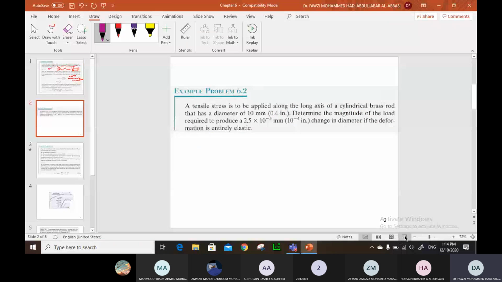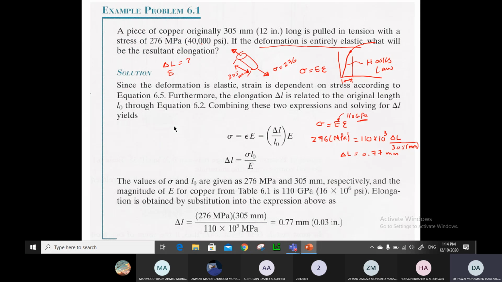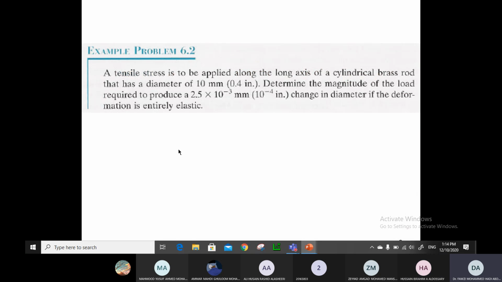We have another problem here. Let's read out the problem together, please. Did you have any question on the first problem? Any question here? This is a direct question. Okay, let's go to the other problem.